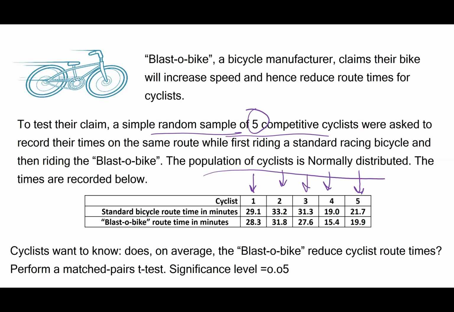And so we want to know, on average, does the Blasto bike reduce the cycling time? So we want to know, is that mean difference in times, and we need to keep track of which order we subtract in, but we want to know if there is a difference there. And specifically, are they faster on that Blasto bike?